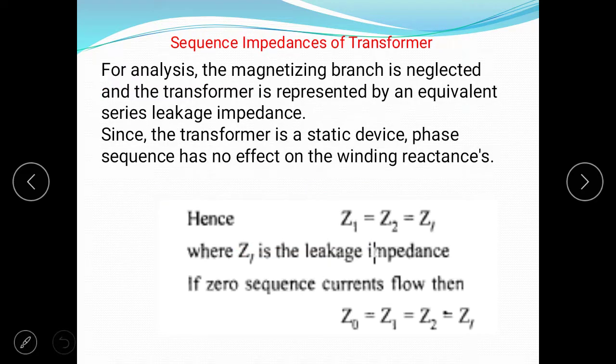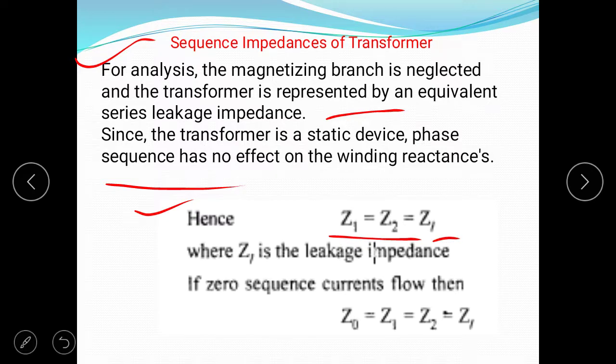Next is sequence impedance of transformers. For analysis, the magnetizing branch is neglected and the transformer is represented by an equivalent series leakage impedance. Since the transformer is a static device, phase sequence has no effect on the winding reactance. So here Z1 is equal to Z2 is equal to Zf.